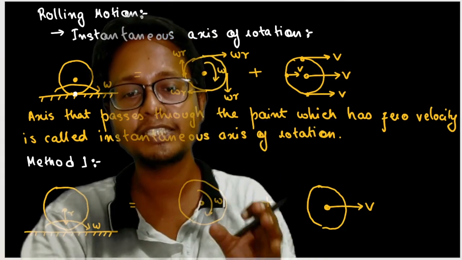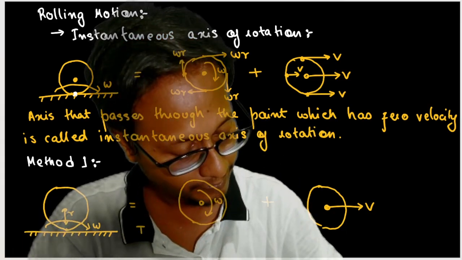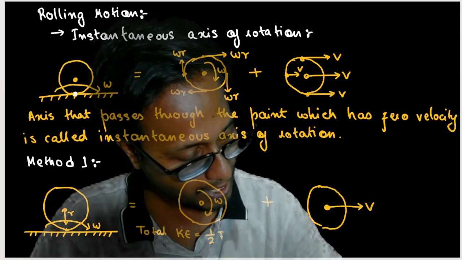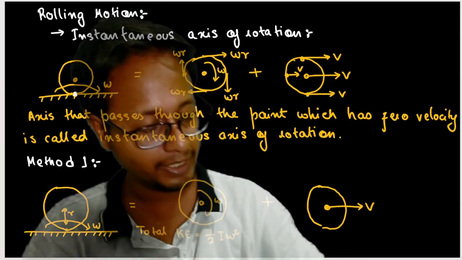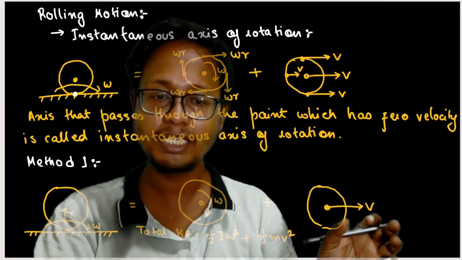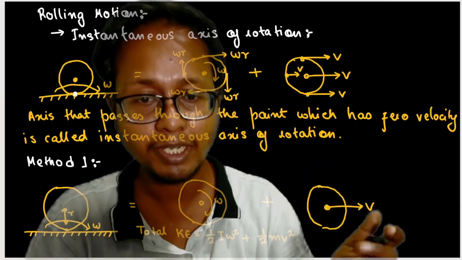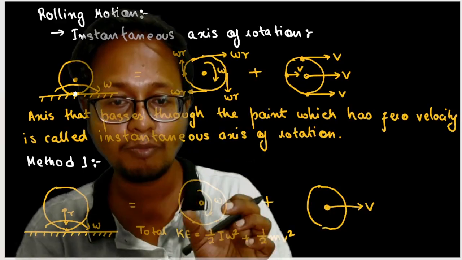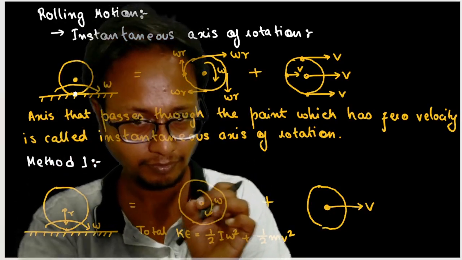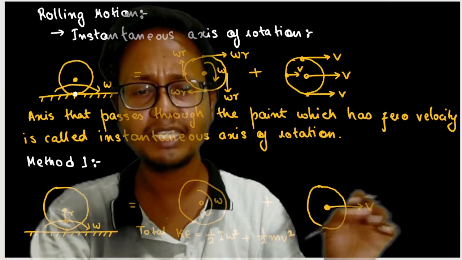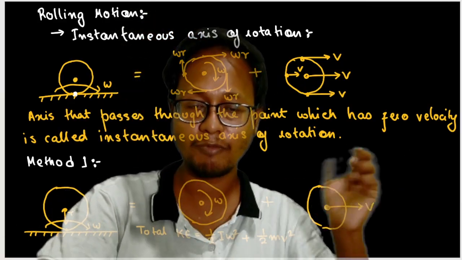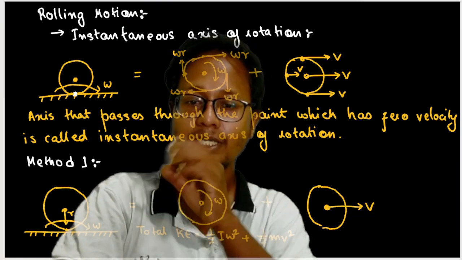First, what is the total kinetic energy? Total kinetic energy is equal to half I omega square, the rotational kinetic energy, plus half m v square, the linear kinetic energy. What is the total momentum? Total momentum is nothing but angular momentum due to this wheel plus linear momentum. What do I mean by angular momentum itself? How can you add up angular momentum and linear momentum together? Both are different units, no? So it's not like that.